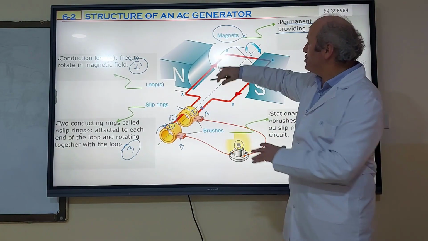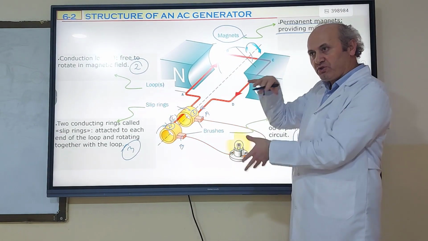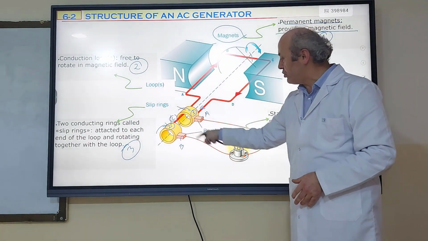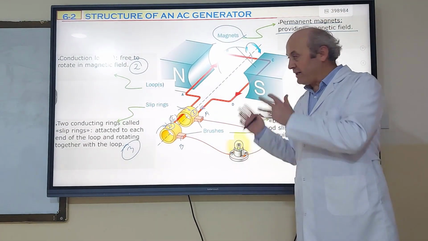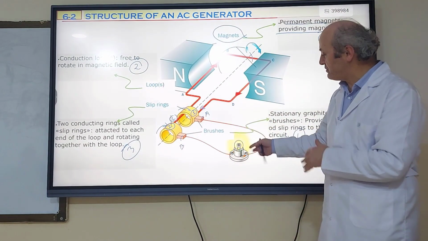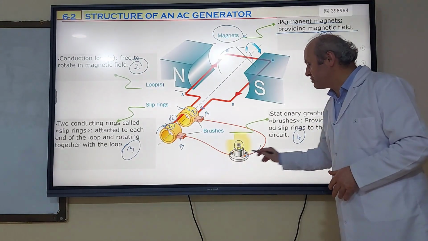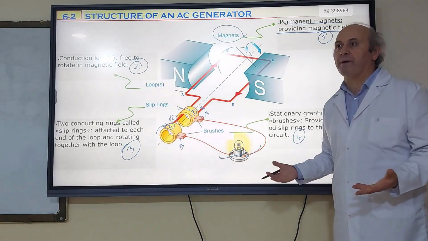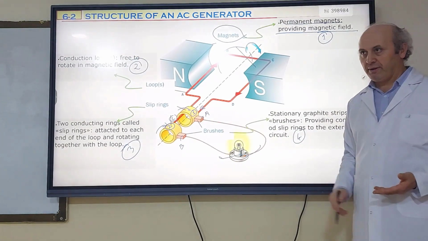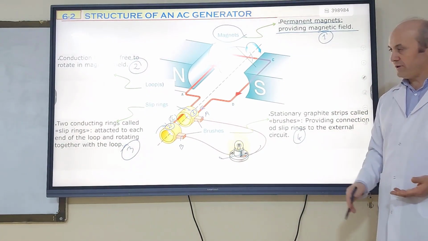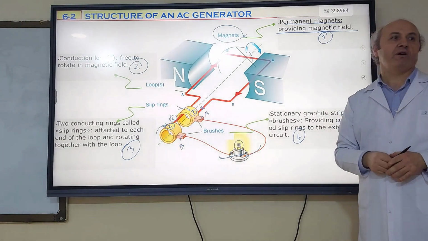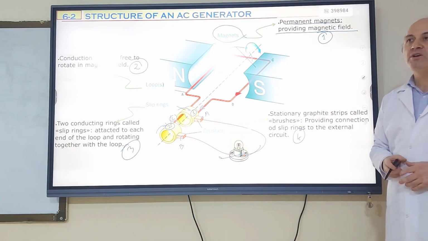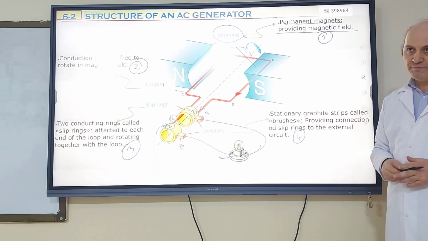That's why as the loop is rotating, the magnetic field to electric current direction is changing, so the electric current direction on the external circuit is also changing. One positive, then negative. One positive, then negative. To the right, to the left, to the right, to the left, and a vibrating electric current on the lamp. This is AC. These are the essential structure, components of an AC generator. Clear?